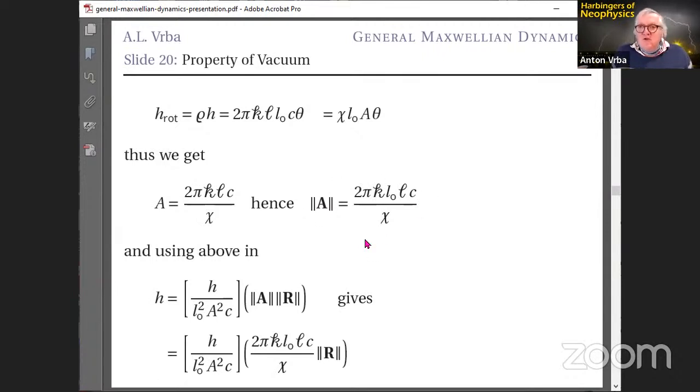Does my cursor show on your screens, by the way? Yeah, it's there. Okay.